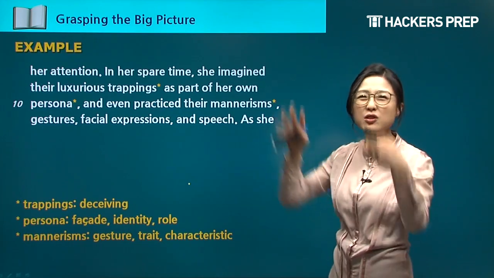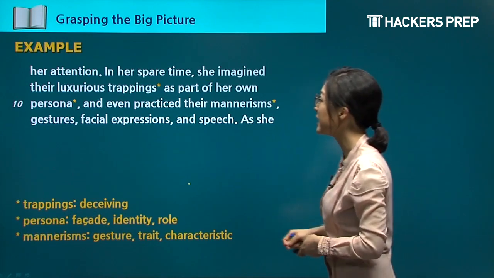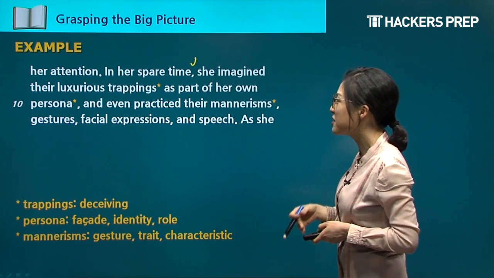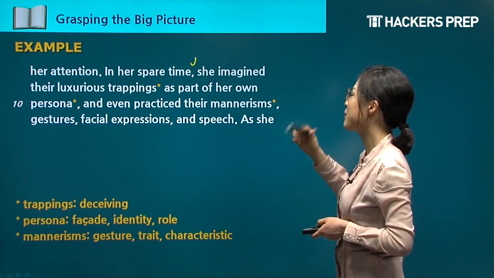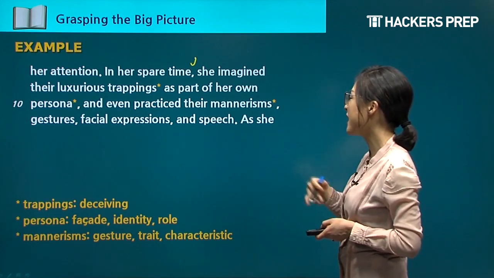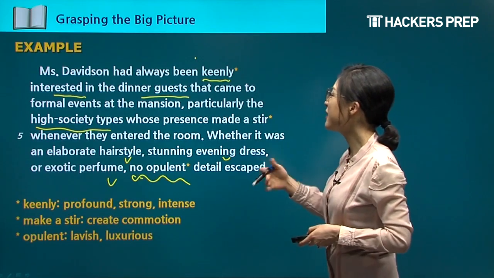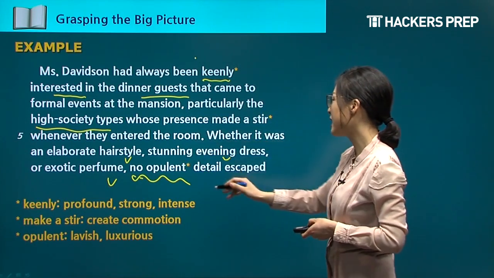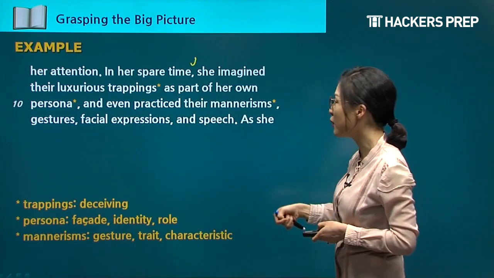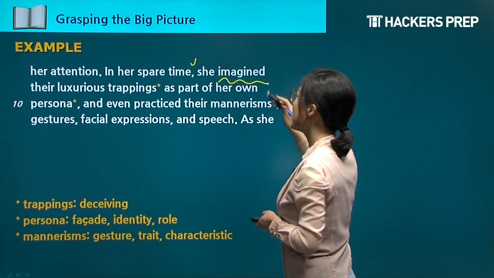So she's paying attention to all these different details that have to do with the high society, right? And then here it says, in her spare time, she imagined their luxurious trappings as part of her own persona, and even practiced their mannerism, gesture, facial expression, and speech. All right, so what do we learn about her? So we learned that she's quite interested in the high society, in all these things that have to do with those group of people. And what she does when she has time is she goes into her fantasy world.